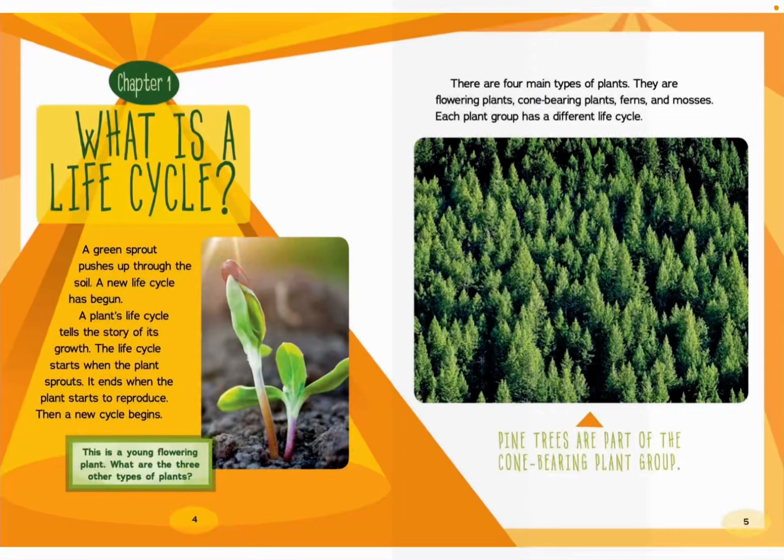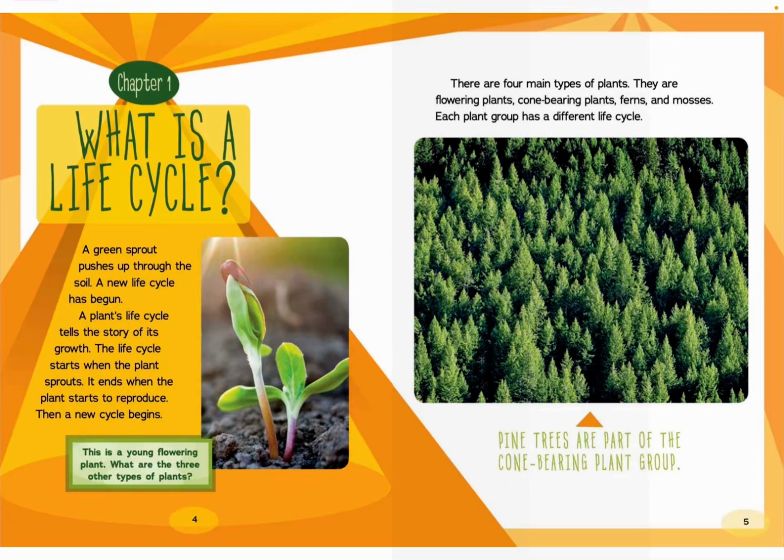A green sprout pushes up through the soil. A new life cycle has begun. A plant life cycle tells the story of its growth. The life cycle starts when the plant sprouts. It ends when the plant starts to reproduce. Then a new cycle begins.